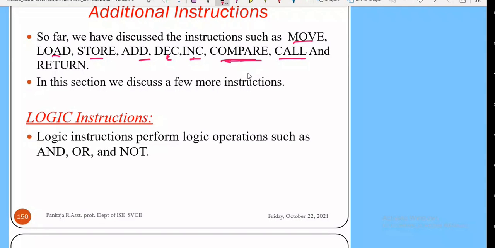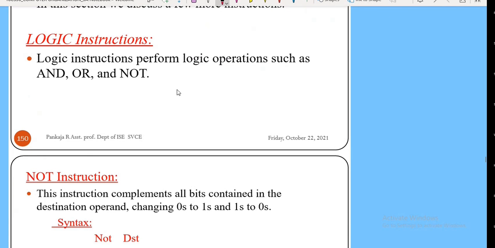So next we'll discuss a few more additional instructions, called logic instructions. That is to perform AND, OR, NOT, negate, shift operations, all those things. So what are the logic instructions? Are you people understanding? Can somebody reply? AND, OR, NOT. Yes. So we'll just try to understand these instructions.